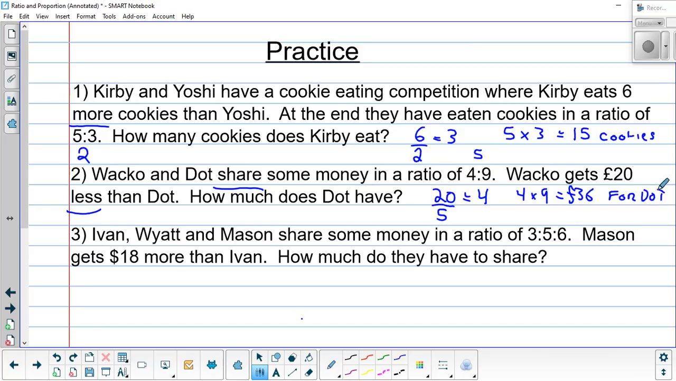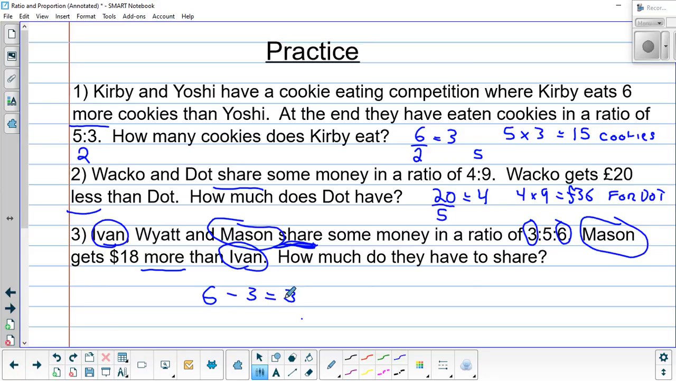And lastly, Ivan, Wyatt, and Mason share some money in the ratio 3 to 5 to 6. So that's our share. So we know we're doing ADAM or SDAM. Mason gets $15 more. So now we know we're doing SDAM. And we're going to look at Ivan and Mason. So Ivan is that one, Mason's that one. So we want our outside numbers. So we're going to do 6 minus 3, which is 3. Then we're going to do 18 divided by that 3, which is $6 per part then.